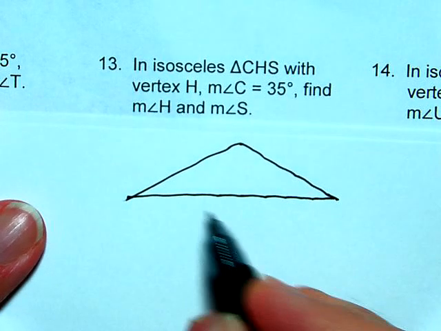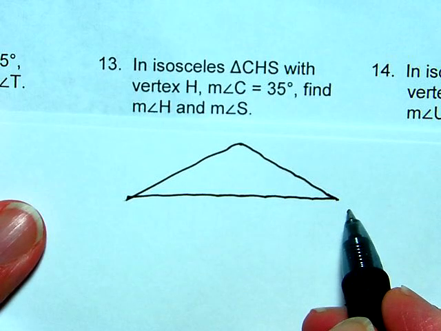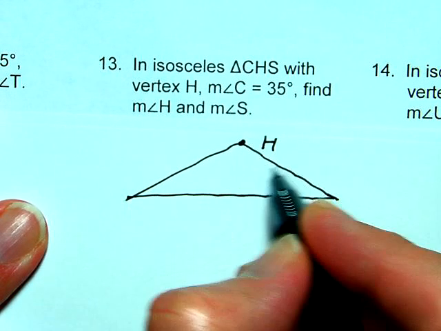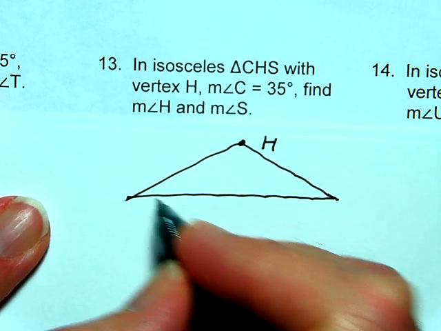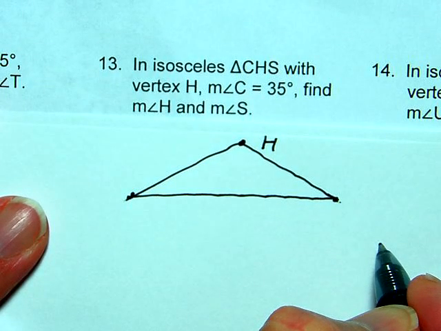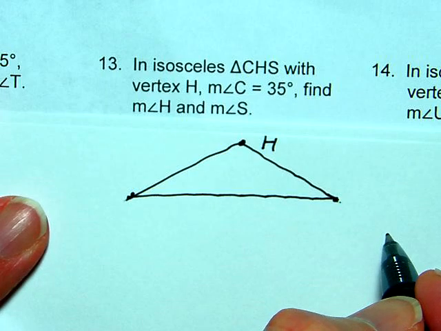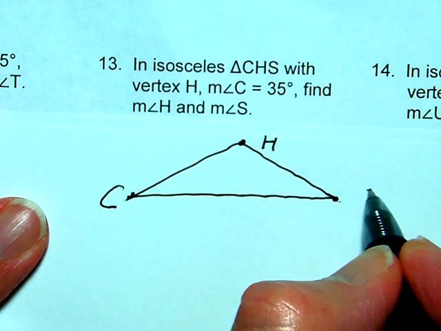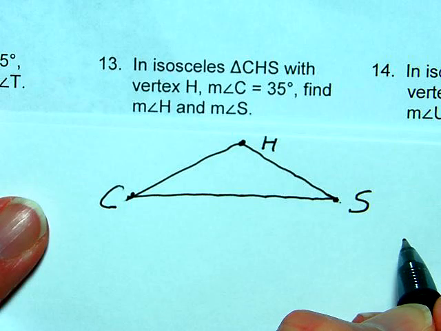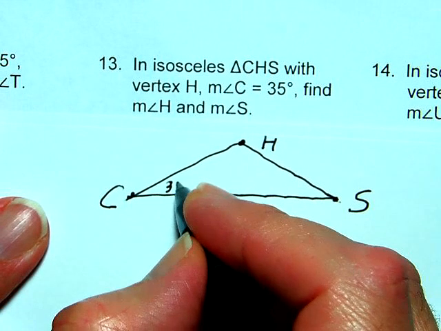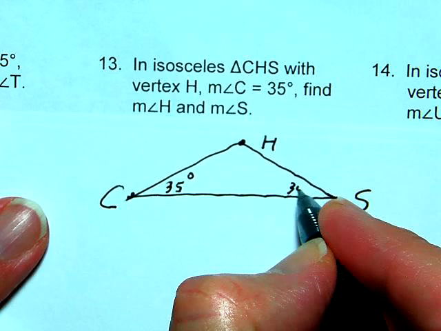We've got the bottom side is clearly different. So we can say the vertex is the point at the top. It's opposite the side that isn't one of the equal sides. The measure of angle C, so where is C? Well, if this is H, then C and S have to be the other two angles, and C has to be 35, which, by the way, means that S has to be 35 as well, right?